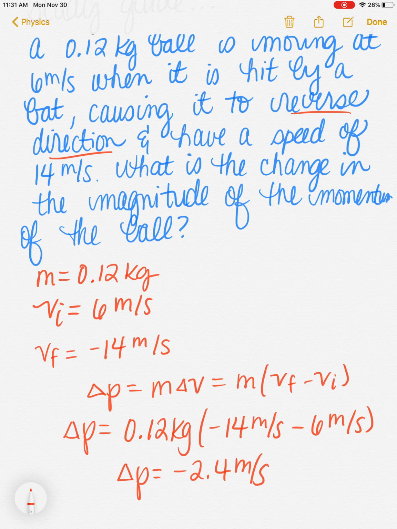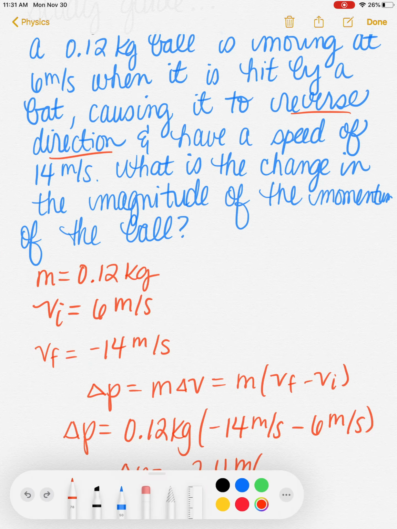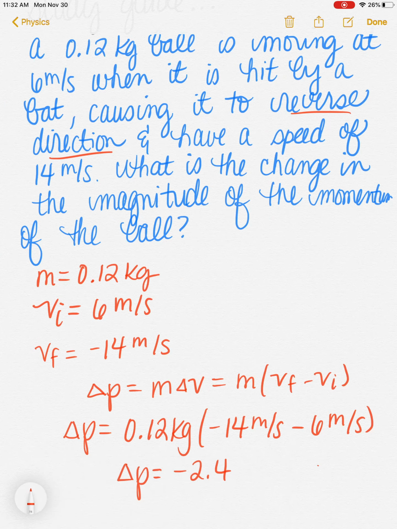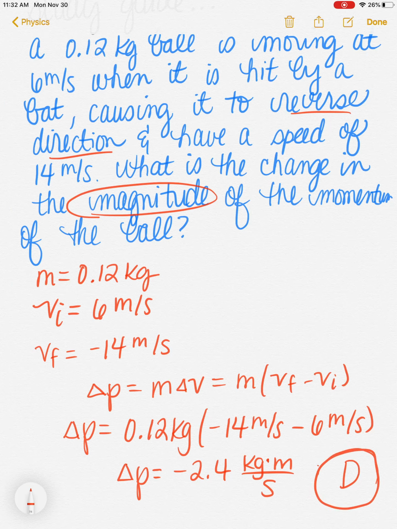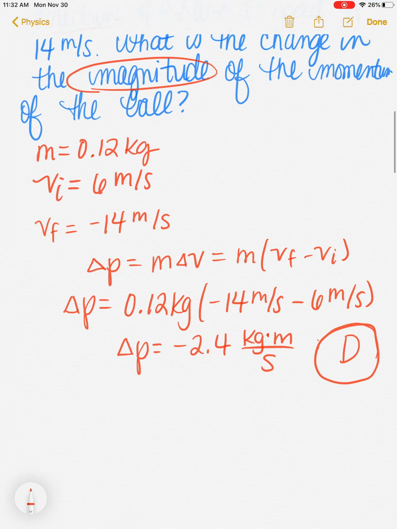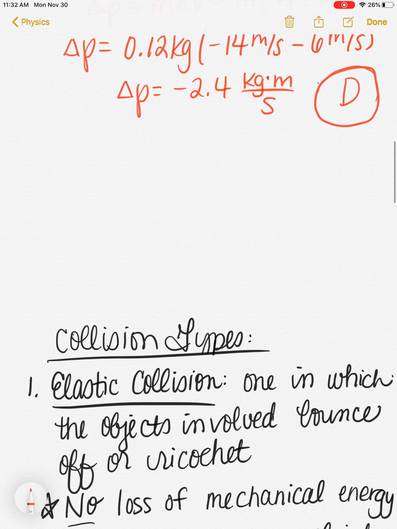Hold on, I messed up those units. It's not meters per second, it is kilograms times meters per second. And if you look at your options, none of them are negative 2.4, but it does say the magnitude of the momentum change. So the magnitude is like the absolute value. It's the quantity without a direction. So option D is 2.4 kilogram meters per second. So that is the correct choice.